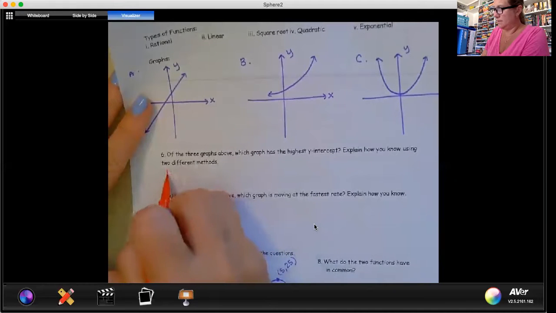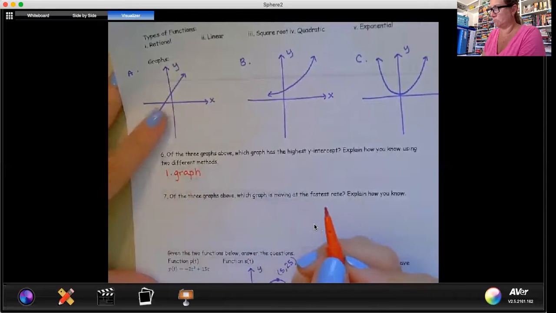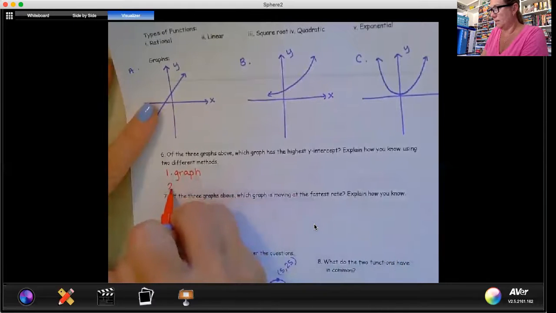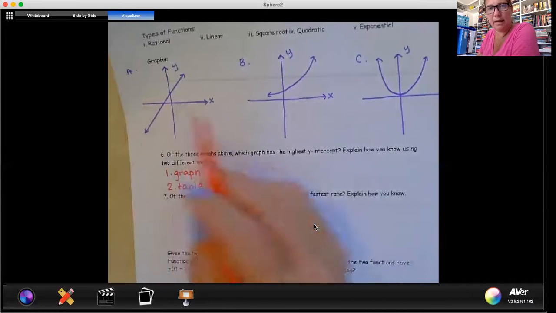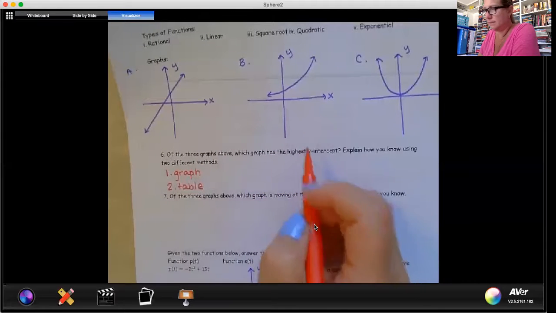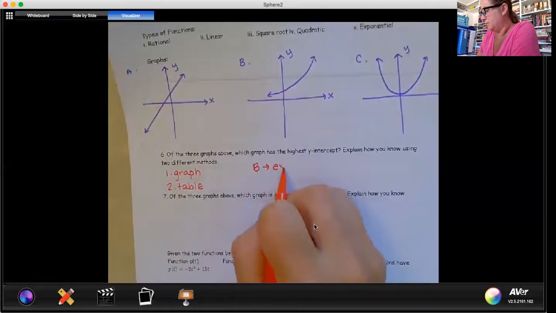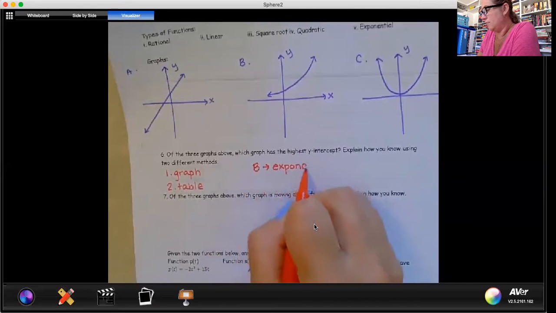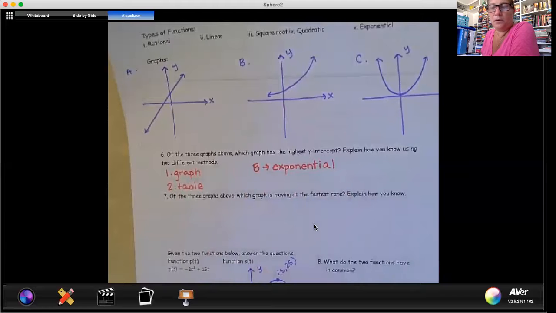All right, so our methods are, we can look at a graph, and we can also look at the table from the graph. So it appears that it's either A or B in terms of which graph has the highest y-intercept. But we're going to go with B because it's exponential. So if nothing else, it's going to be growing farther, faster. Questions on that, make sure you mark with a sticky note.